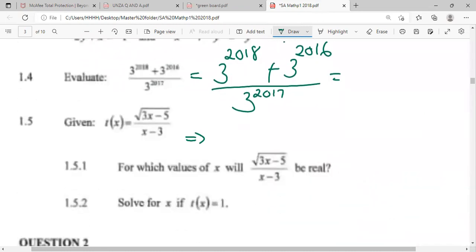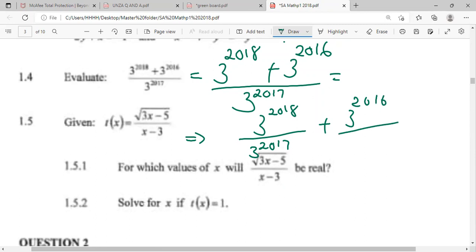If we want, we can split this and say this is 3 to the power 2018 over 3 to the power 2017, plus 3 to the power 2016 divided by 3 to the power 2017.